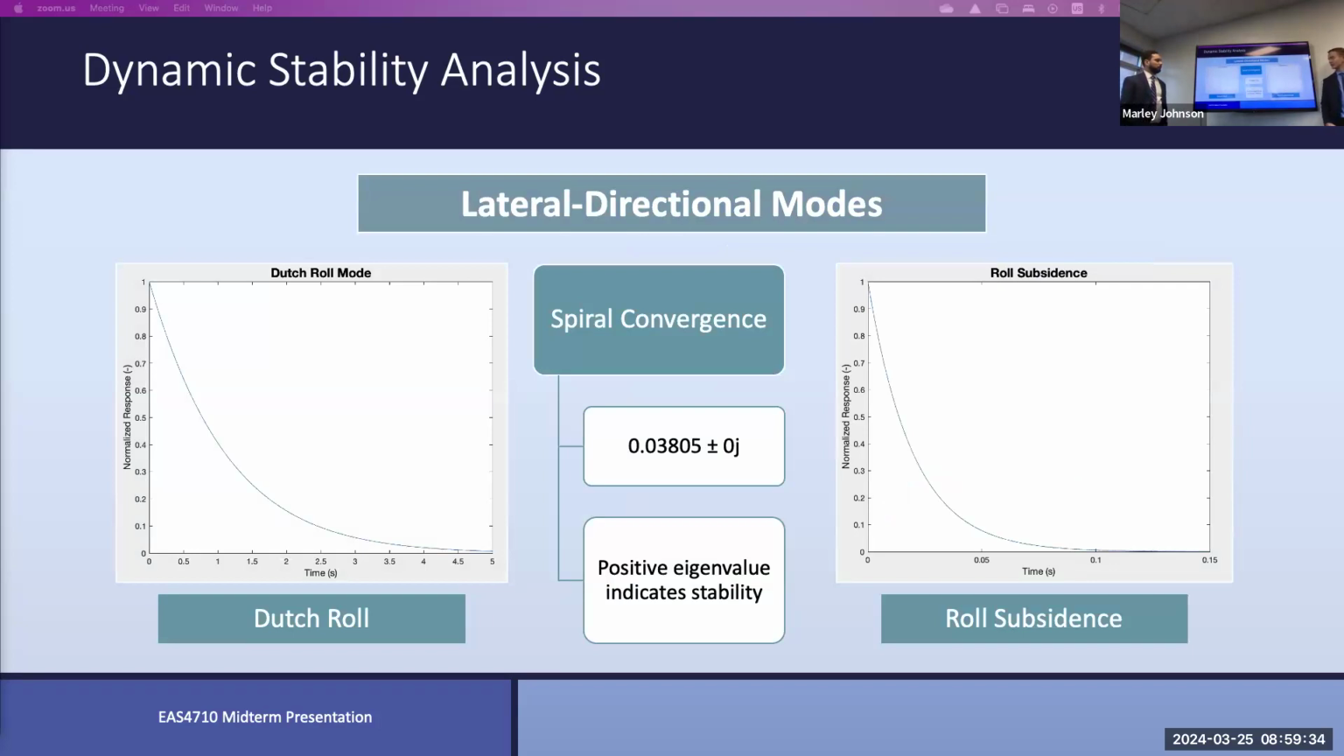We're also focusing on the spiral convergence as well. In terms of Dutch roll and roll subsidence, both converged, with almost no oscillation in either of them.